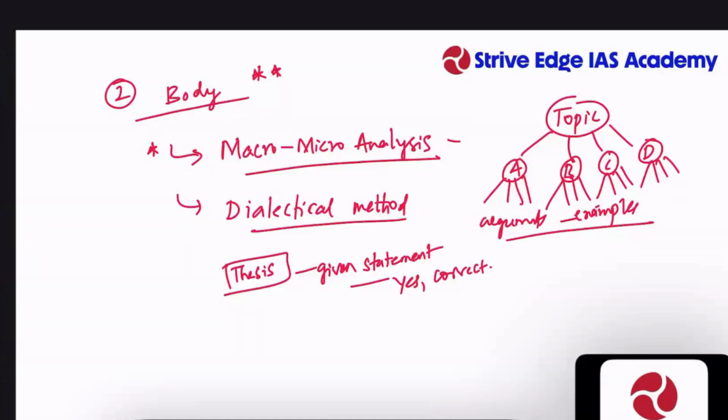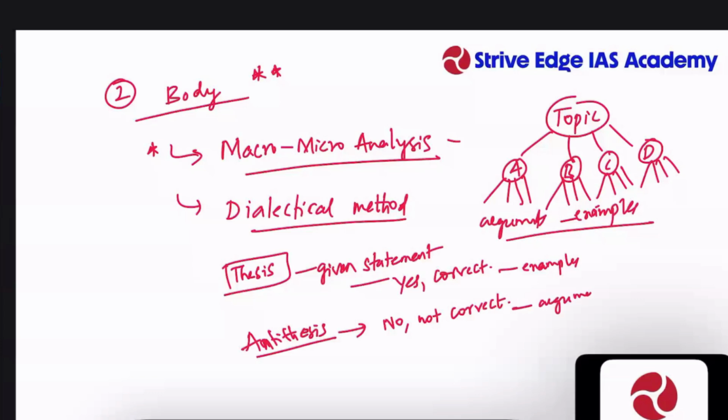That is thesis. Now, after providing arguments to prove that it is correct, you will also provide another argument saying that antithesis. No, not correct. So the given statement is not correct. Why? You provide these examples, arguments, etc. Here also you provide your arguments.